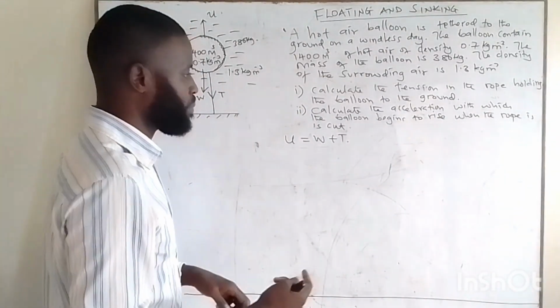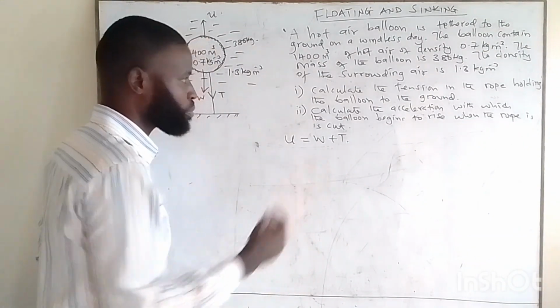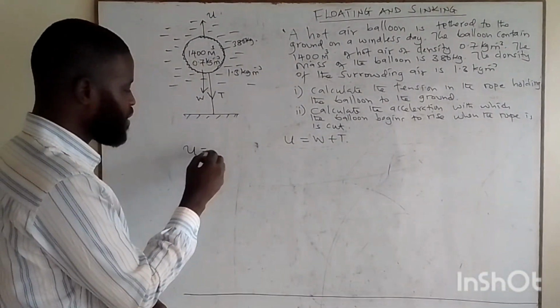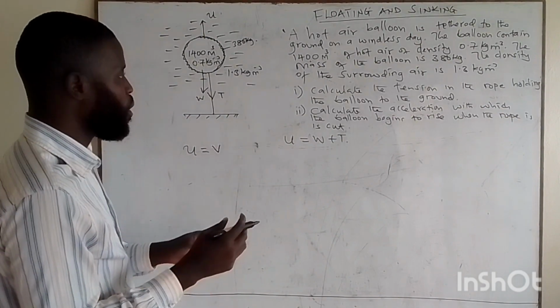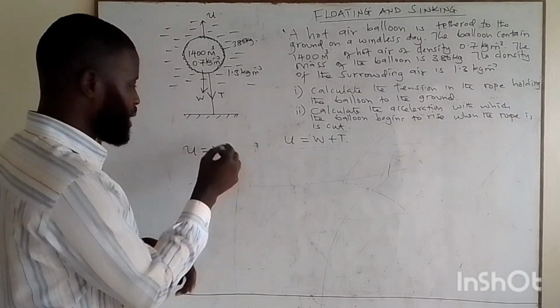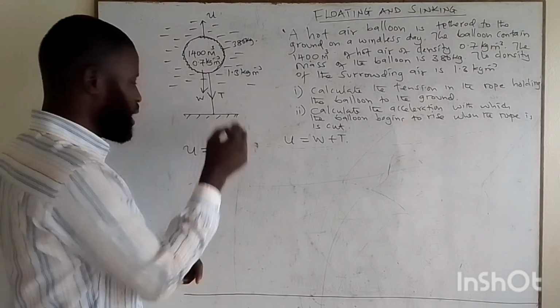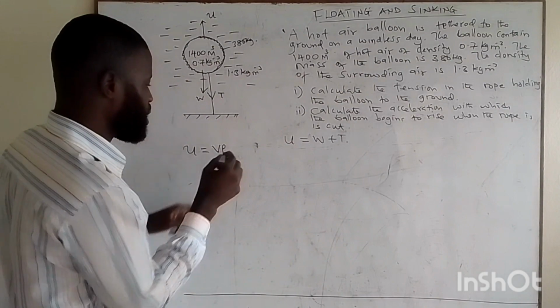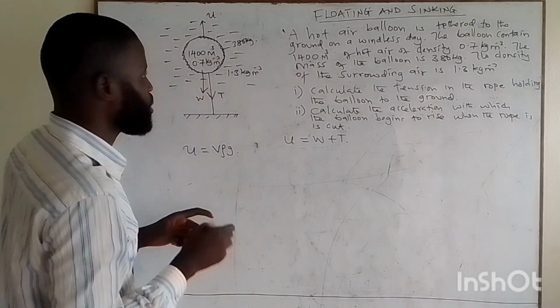So let's now start with the first question. I need to get the upthrust. I know that upthrust is given by the volume of the fluid displaced multiplied by the density of the fluid displaced, and then you multiply by g.